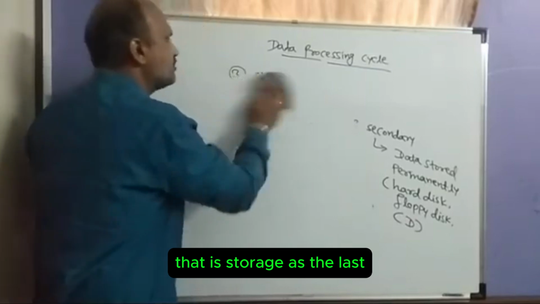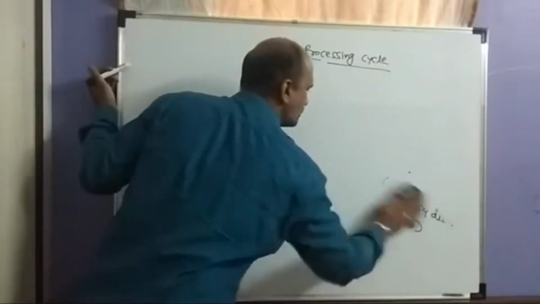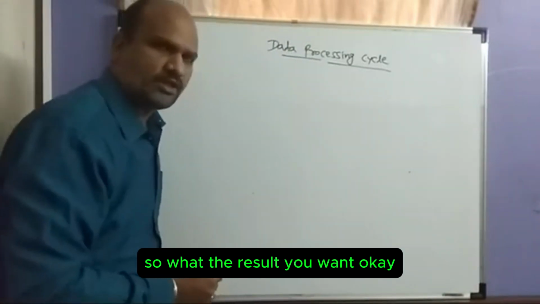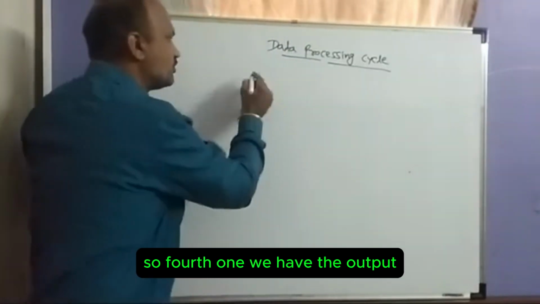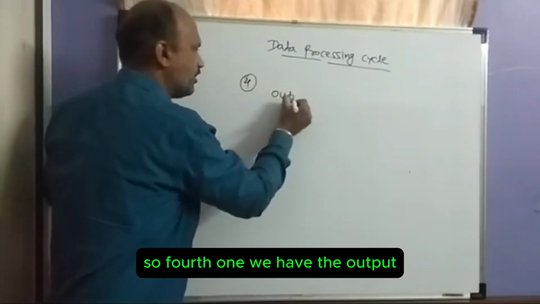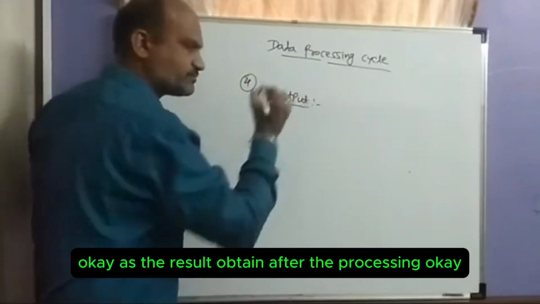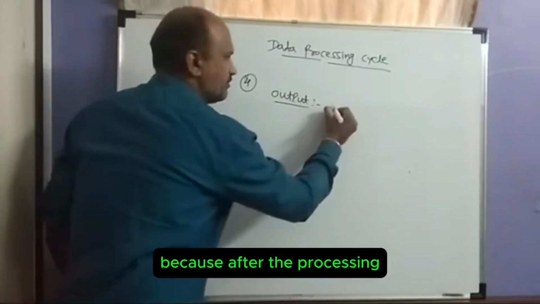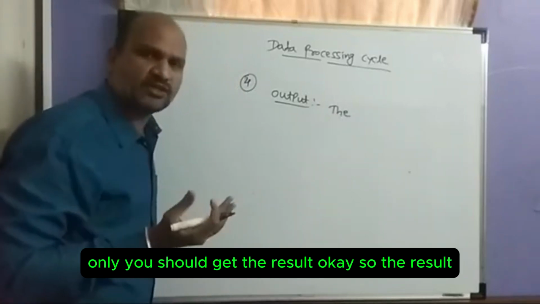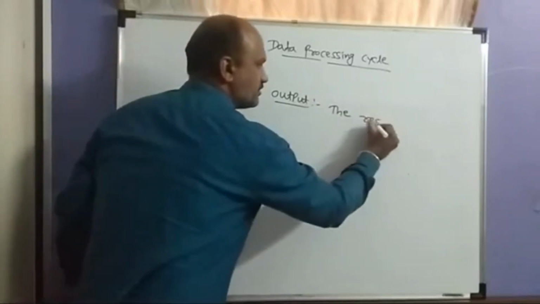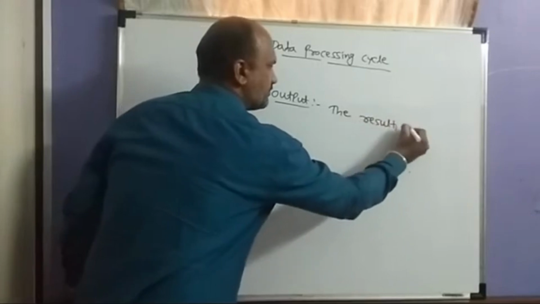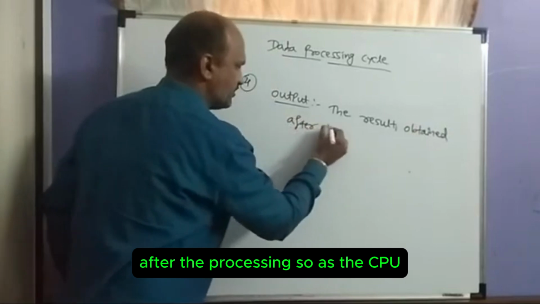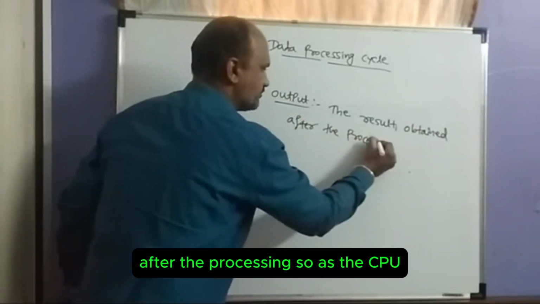Last, you get the output based on the input you have given. It is the result you want, so that is your output. The fourth one is the output, the result obtained after the processing, because only after the processing do you get the result.